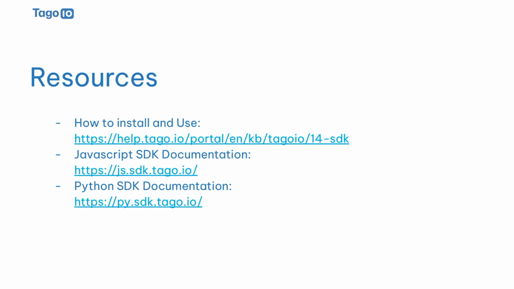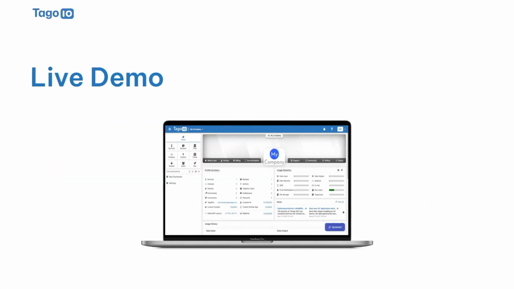Some of the resources that we have are our documentation on the SDK through help.tago.io. You should be able to see documentation for both JavaScript and Python through sdk.tago.io, JS or PY. And with no delay, I want to give a live demo of how you install it, how you use it, and what is important to know when you are using the SDK or even our API, because it applies to both.